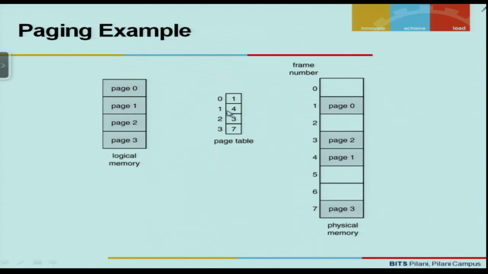Similarly, we can see that at index 1 in the page table, the entry is 4, that is, page number 1 is stored at physical frame number 4. So, this page table contains basically the frame numbers.